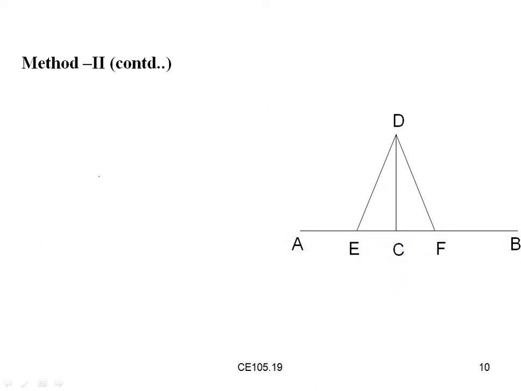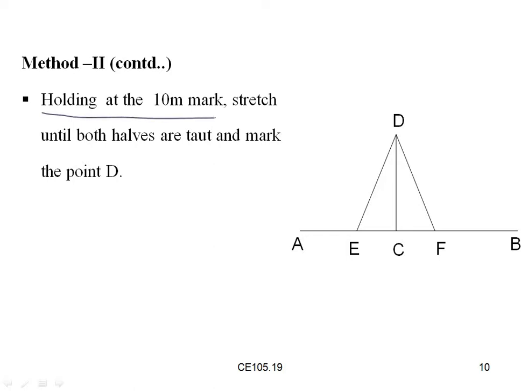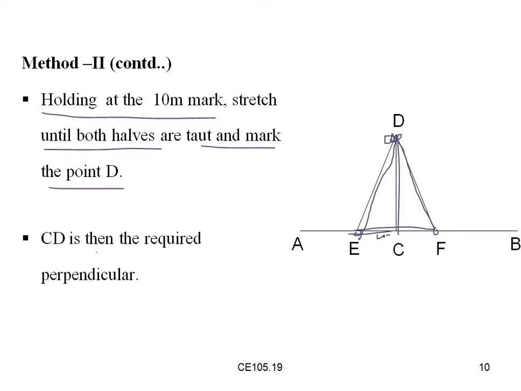Then, holding at the 10 meters mark, stretch until both halves are taut and mark the point D. So while keeping the tape at E and F, taking this half, 10 meters, at point D. Okay, so by catching here up to 20 meters and swinging the point, we will get D. Then again join this point also. Wherever the points coincide, it bisects at the point C. Then CD is the required perpendicular.